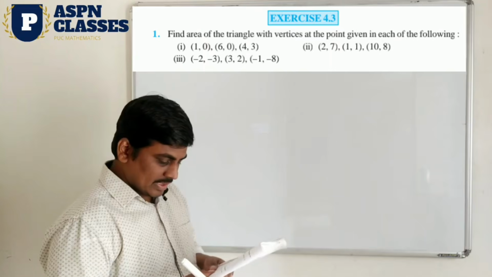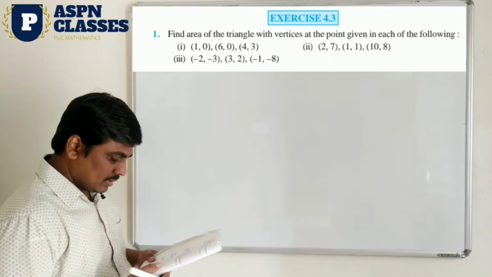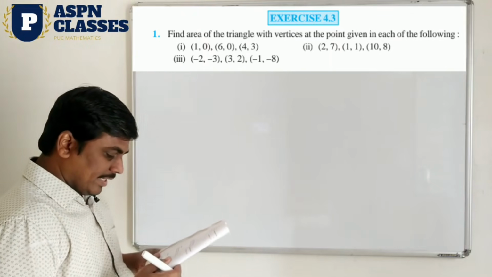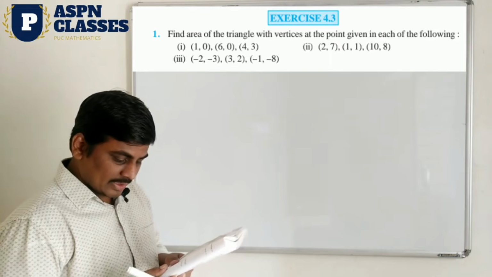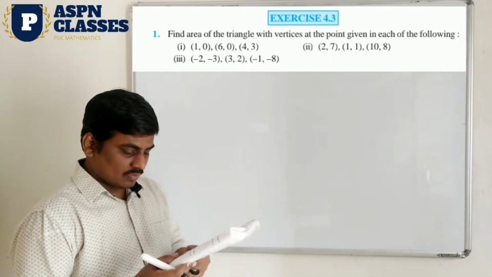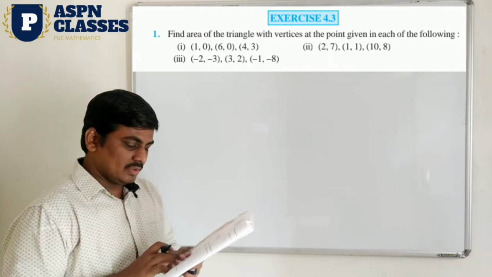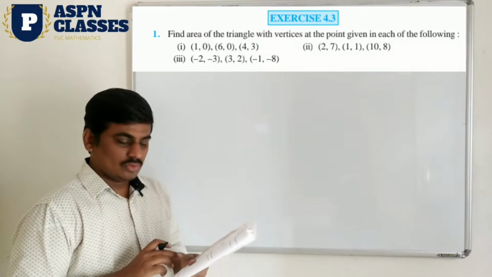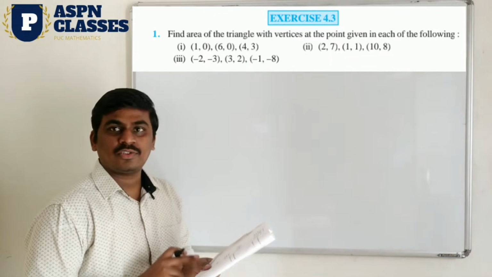In your exercise 4.3, question number 1, observe here: find the area of the triangle with vertices at the points given in each of the following questions. First, three points are given, 3 questions are there, so you go and find out. I am going to start the third question.